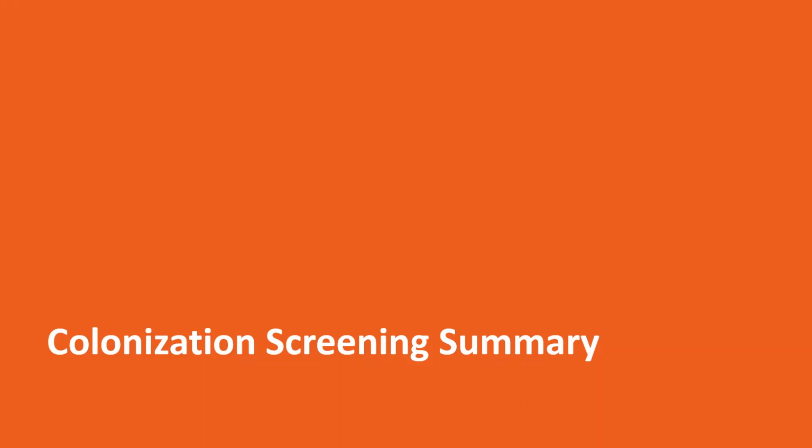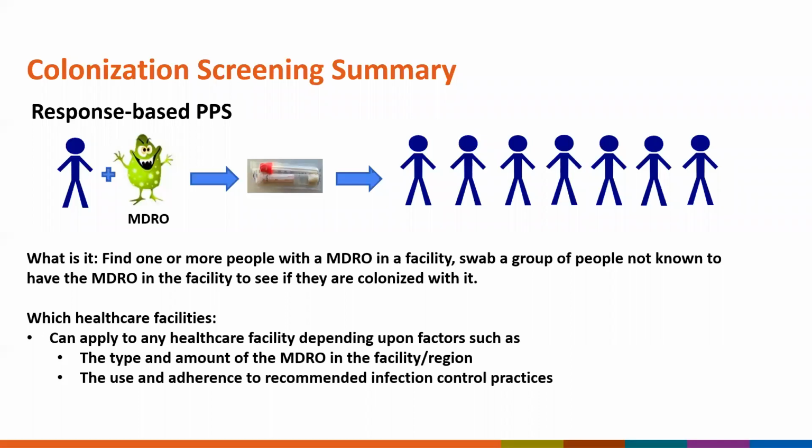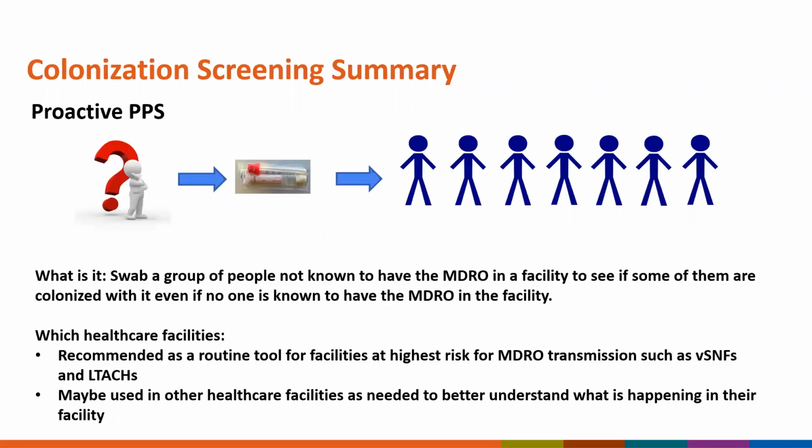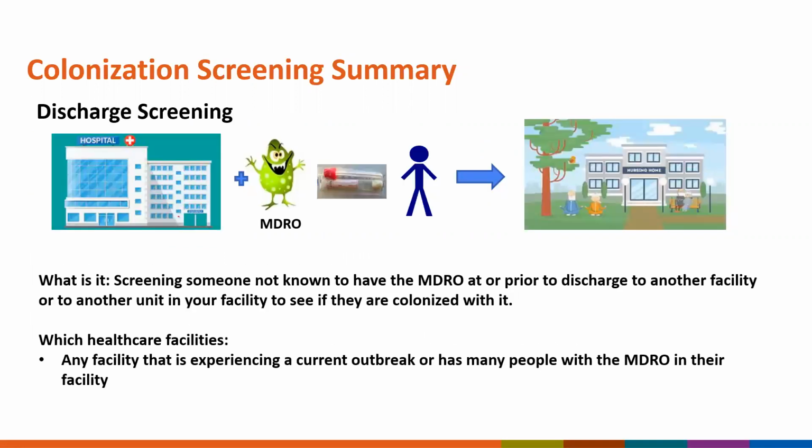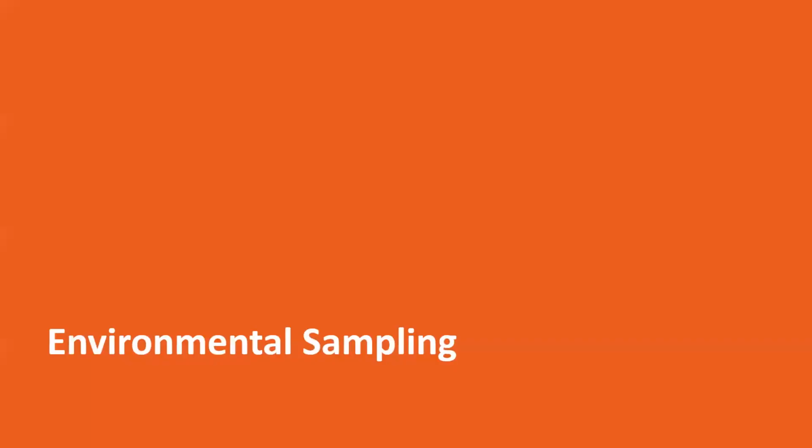The next several slides are really here for you to refer back to as needed about the different types of colonization screening that we just talked about. For the sake of time, I'm not going to spend too much time in review, but each slide highlights the different types of colonization screening and what type of healthcare facilities the screening types may best apply to for response-based PPSs, for proactive PPSs, for admission screening, and for discharge screening. All right, I'm going to next pass it back over to Joe to talk a little bit about environmental sampling.